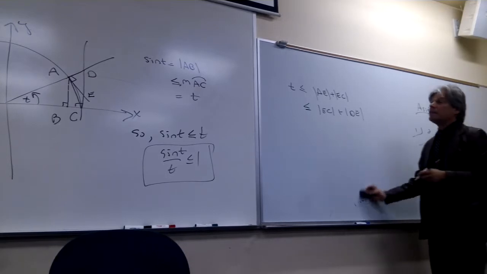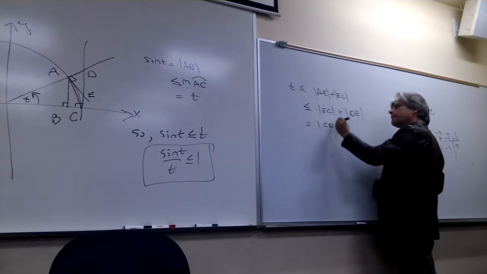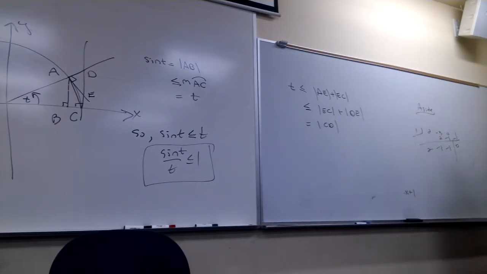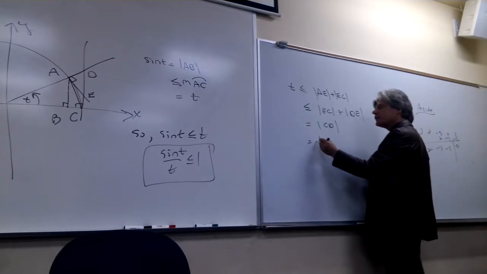But I think EC plus DE is nothing more than CD. That was the segment addition postulate from high school geometry, if you remember. I'm almost done. Isn't CD just tangent T?